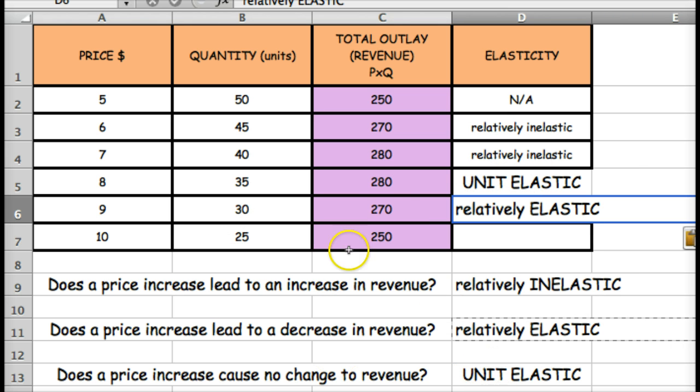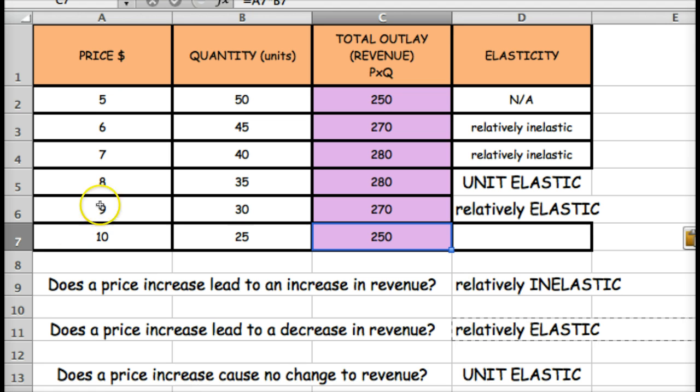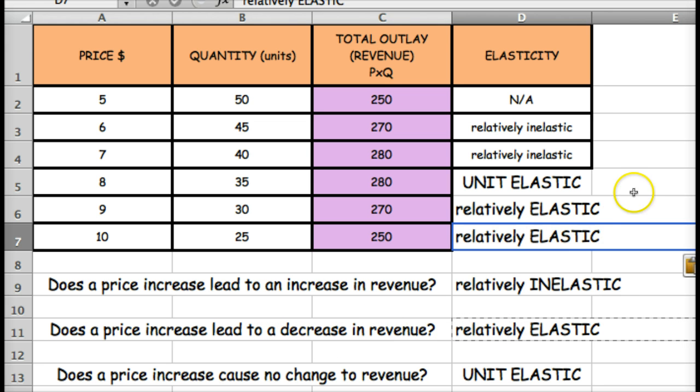And then we look here at the last price increase from 9 to 10. Our quantity, we now sell 25 units. Revenue comes down to 250. So there's been a complete decrease again. Price increase leads to a decrease in revenue. Again, relatively elastic.